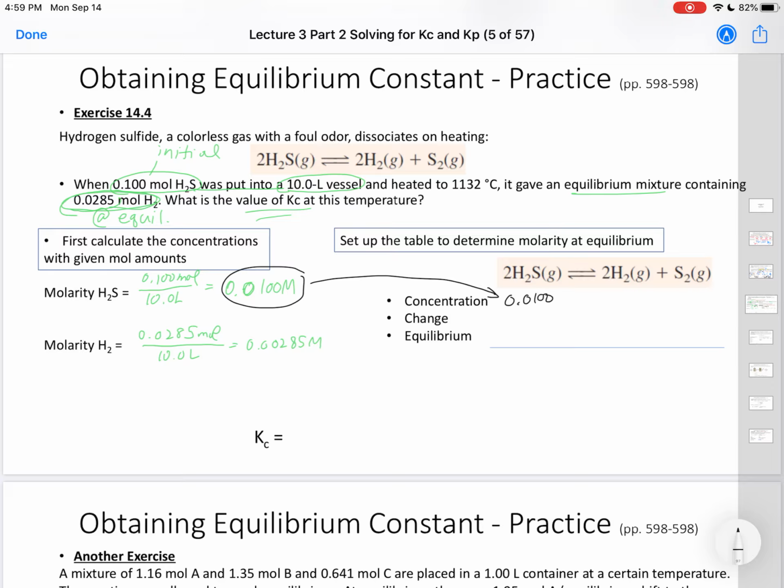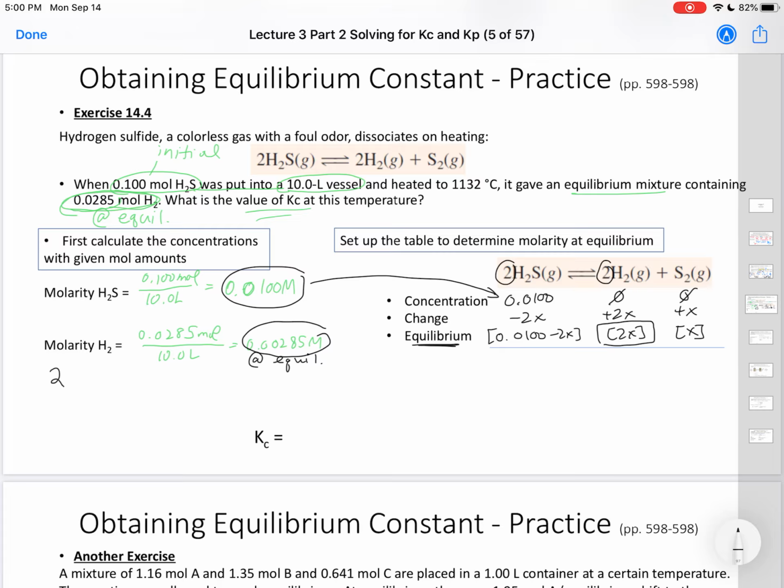So this is 0.100. You have no products. The change is minus 2x, and again 2x because of the 2 in front, and it is plus 2x, and again we have a 2 in front, and plus x. So at equilibrium we get 0.100 minus 2x. We get 0 plus 2x, or just 2x, and 0 plus x is just x. And they tell you that the molarity of the H2 at equilibrium is this number. So remember, at equilibrium, the H2 concentration, that's this guy, is equal to this number.